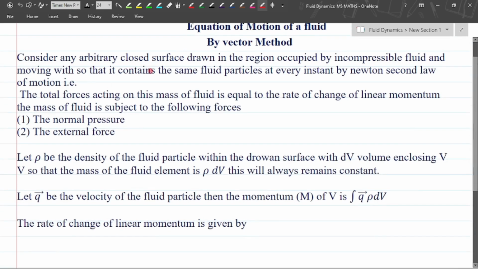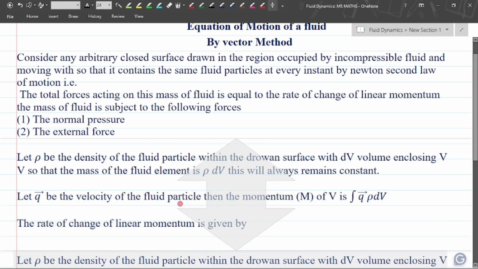Consider any arbitrary closed surface drawn in the region occupied by the incompressible fluid and moving so that it contains the same fluid particles at every instant, by Newton's second law of motion. We will find something. Okay, we'll start.